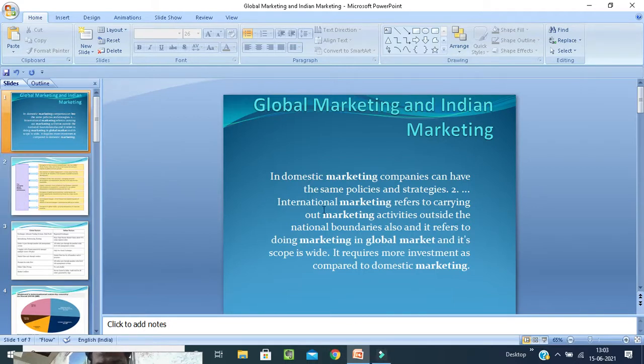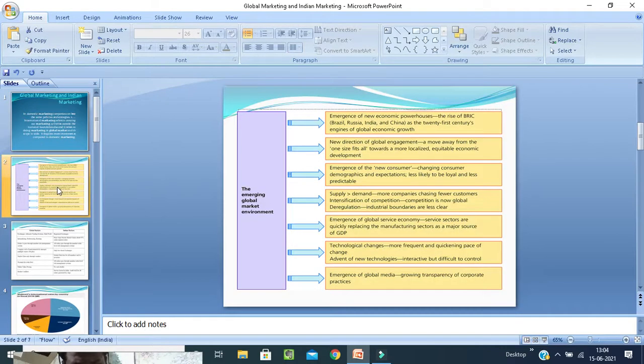So in domestic marketing, companies can have the same policy and strategies in their country. Secondly, international marketing refers to carrying out marketing activities outside the country or national boundaries, and it also refers to doing manufacturing or marketing in the global market, and its scope is wide. It requires more investment as compared to domestic marketing. So now the emerging global market environment, these are the things.